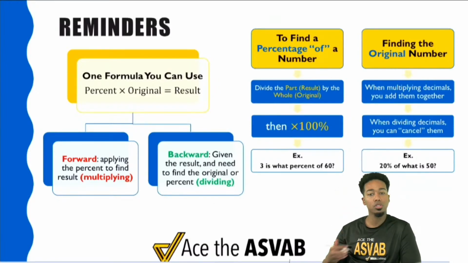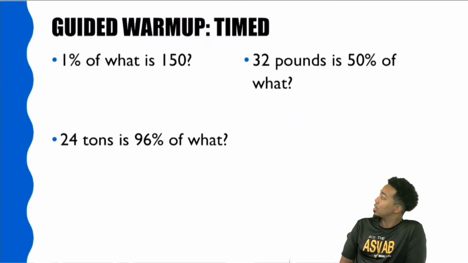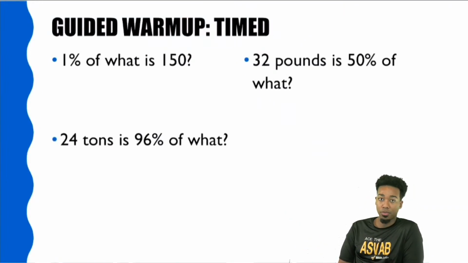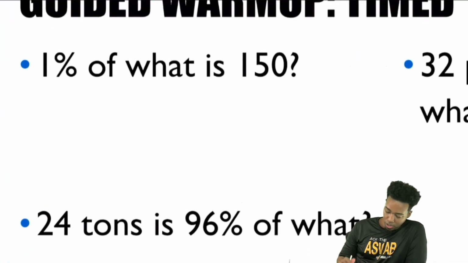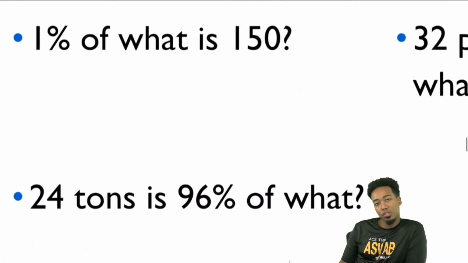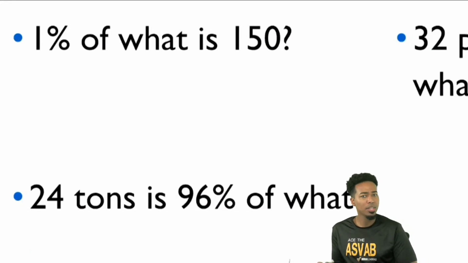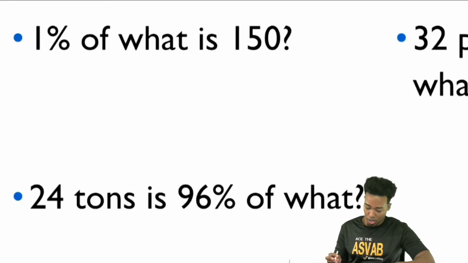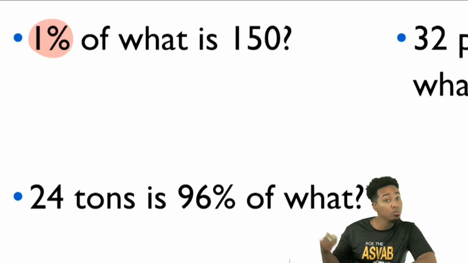So here's one thing I want to show you about these problems. I want to show you why this is a little bit different in terms of what you're looking for. Look at this first one: 1% of what is 150? Let's translate that into math. Let's do a pure translation. Watch this. Everyone, if I turn 1% into a decimal, what would that be again?